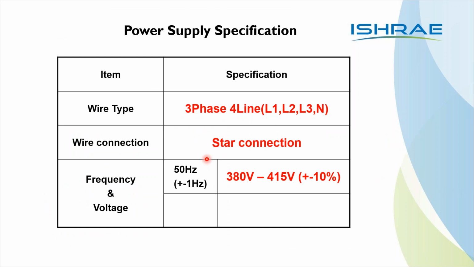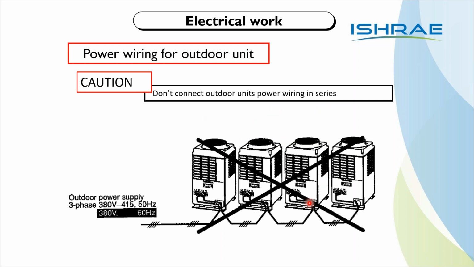Then power supply: always check the rating. For 3-phase, you will need L1, L2, L3, that are R, Y, B. Please make sure you get neutral also. You need a 4-core wire, or you can have a 3-core wire with a separate neutral. The wire connection has to be a star connection. Frequency and voltage: 380 to 450 volts, plus or minus 10%.